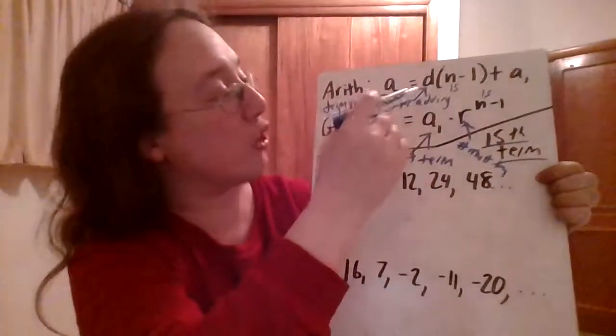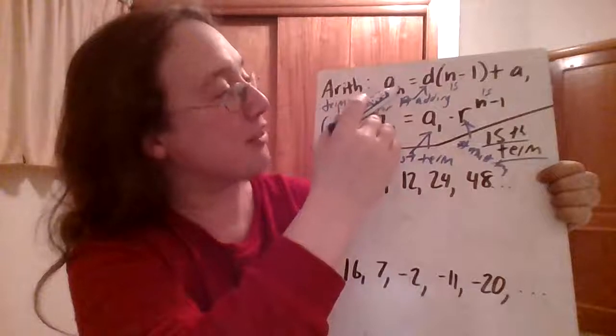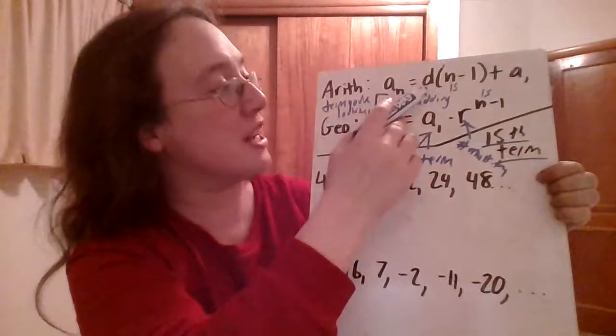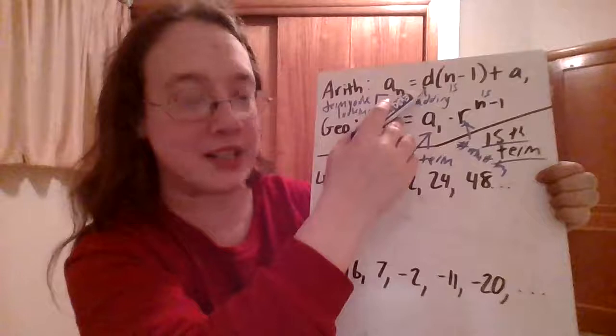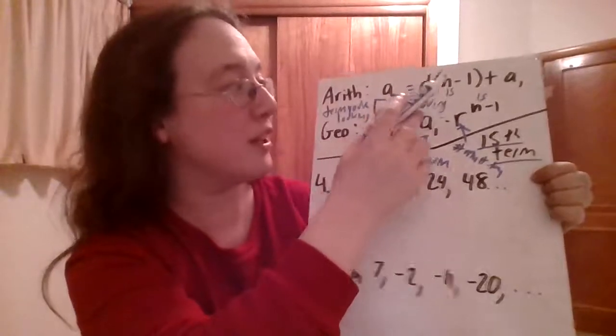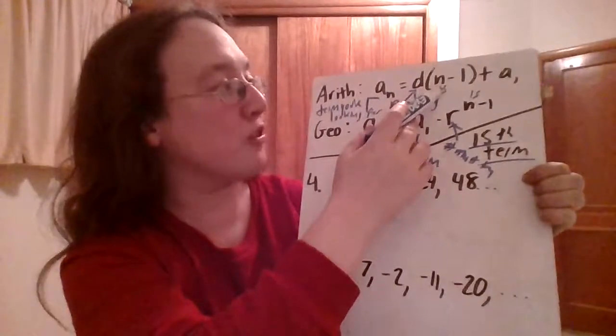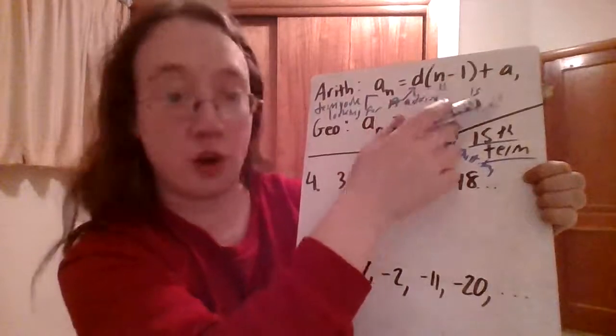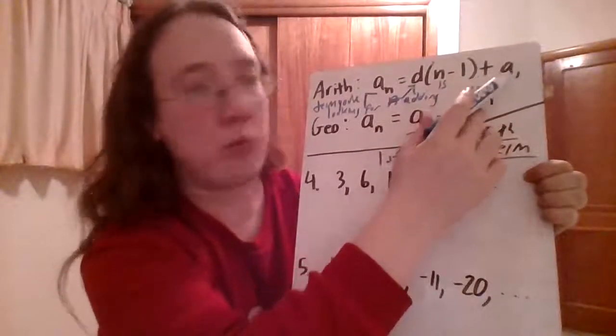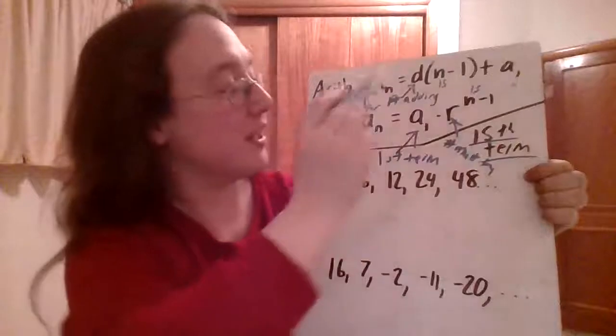So arithmetic, so a sub n is the number of the term you want. D is the number you're adding or subtracting to get to your next thing. If you're subtracting, it's negative. N is the number of the term you want. So in this case, 15. That minus 1 is always a minus 1. And a sub 1 is your first term.